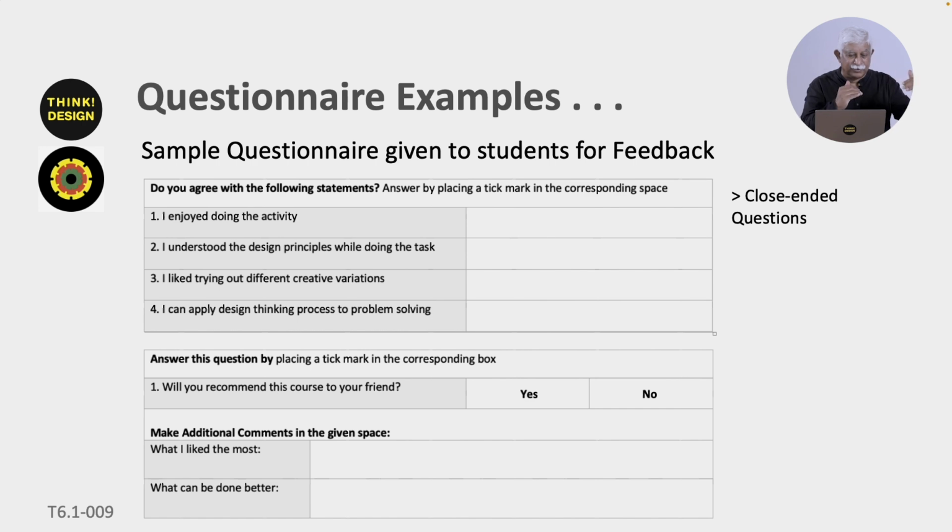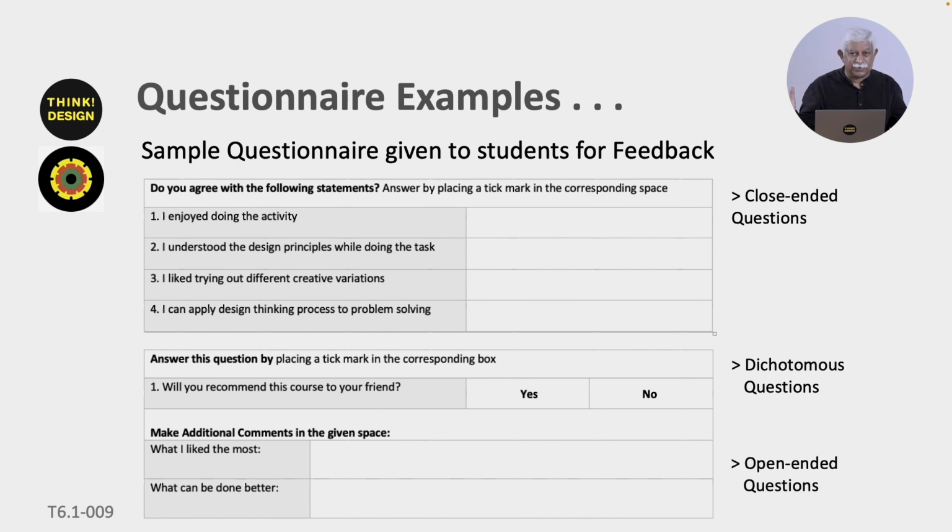For example, I enjoyed doing this activity. If you did, you put a tick mark. Followed by a yes and no question. It's a dichotomous question, a binary question. So you can either say yes or no to this, followed by an open-ended question.